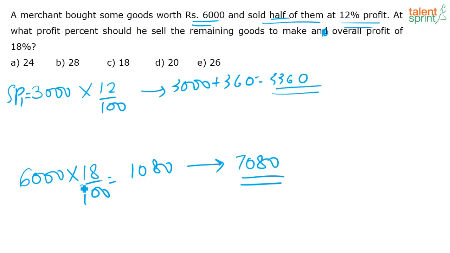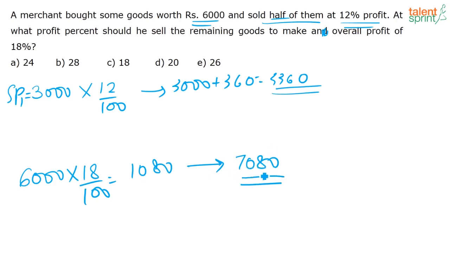I hope you understand why I am writing it this way. Actually the final selling price at which he sells, generally how we will do it? We will do 6,000 into 100 plus 18 by 100, that is 6,000 into 118 by 100, correct? You will still get the same answer, but for easy simplifying of the calculation, what I just did is 18% of 6,000 we know is 1080, just add that to 6,000, you get the final selling price.